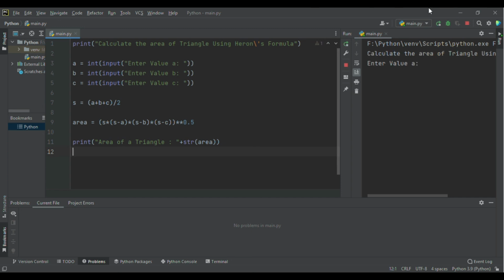The code is running exactly and there is no error. Enter value a, so I have entered the value 12. Again it is asking for the second value and the third value, which is 56.56, which is actually the correct answer.